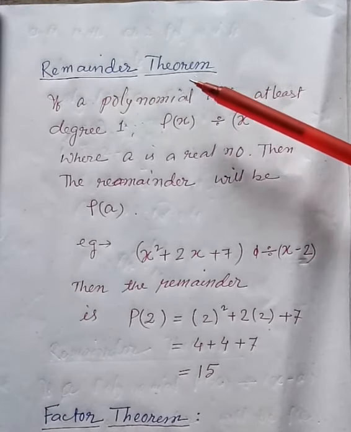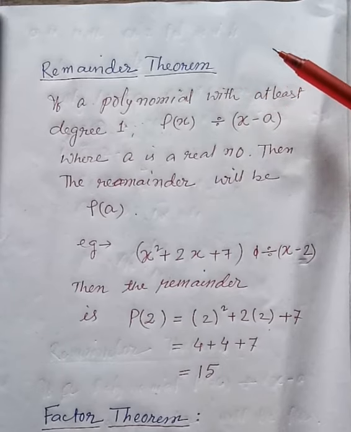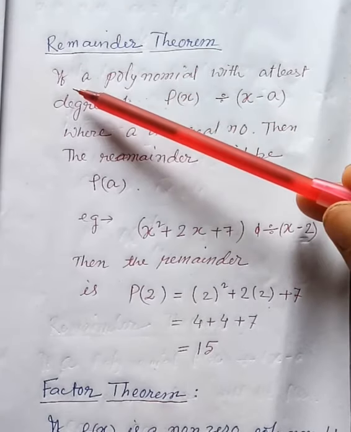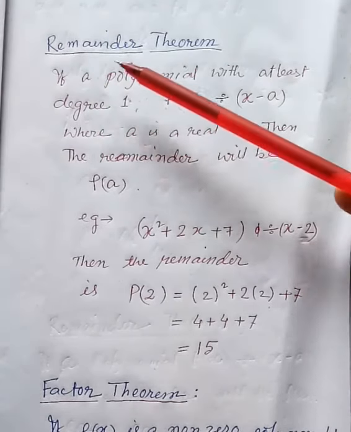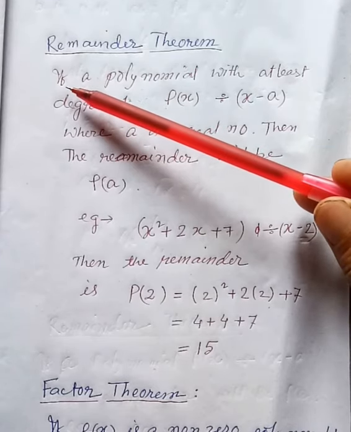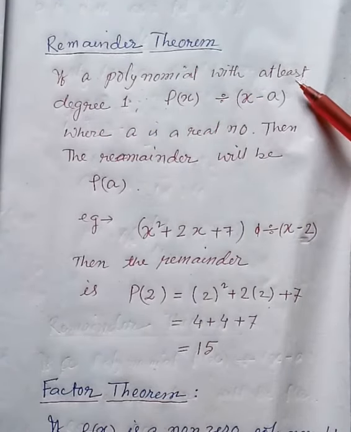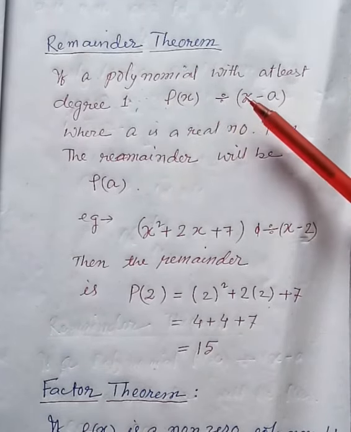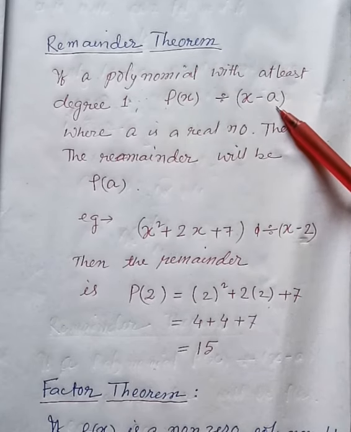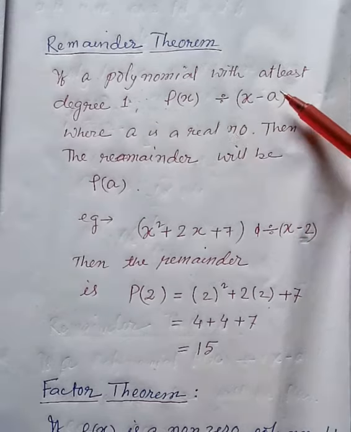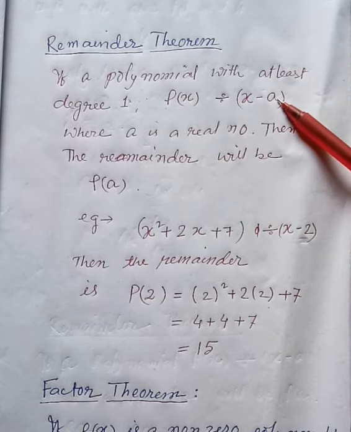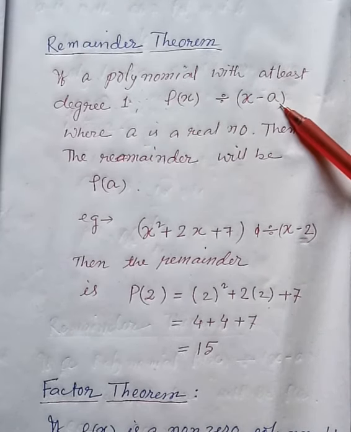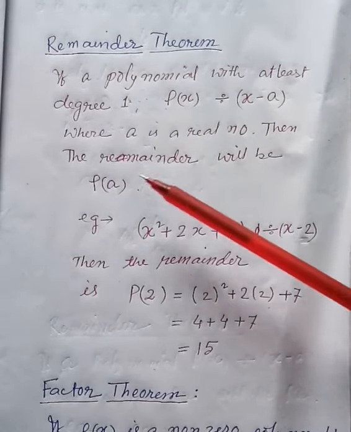Now come to the next point, that is the remainder theorem. You have to know this remainder theorem. In simple terms I'll explain the remainder theorem. This theorem says, if a polynomial p(x) with at least degree 1 is divided by a binomial x minus a, where a is any real number, then the remainder will be p(a). I'll repeat again: if a polynomial is divided by a binomial x minus a, then the remainder will be p(a).